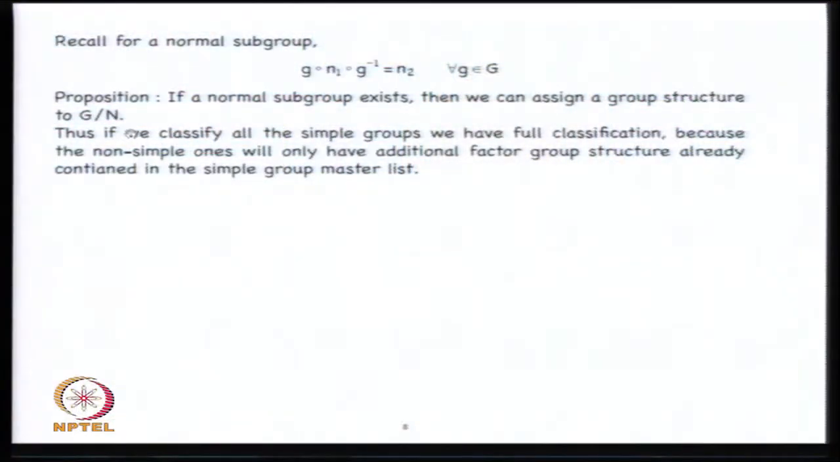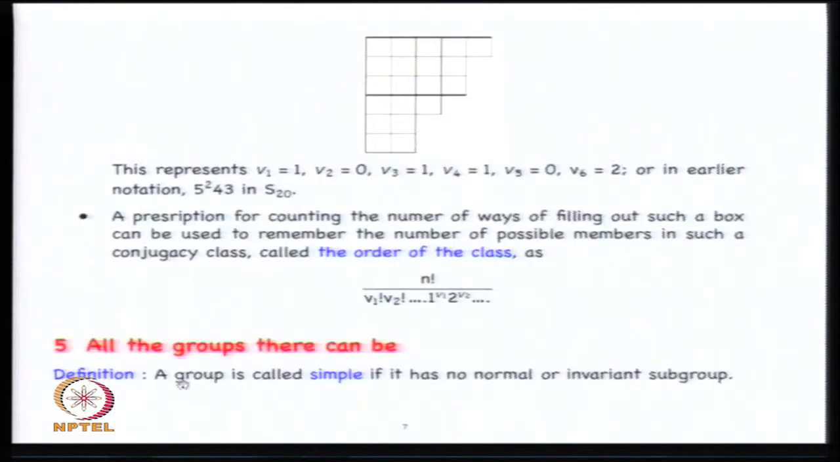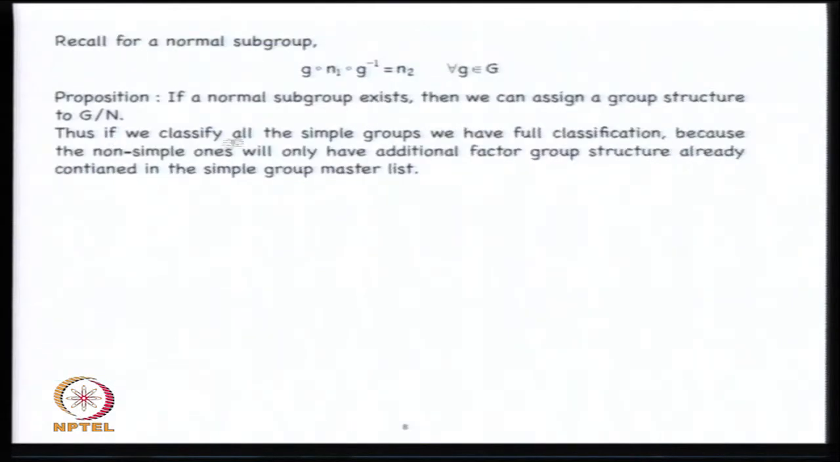If there is a normal subgroup, then essentially we can form these factor groups. Therefore, if you define a simple group as one that has no normal subgroup, then that is a unique kind of group. So if we classify all the simple groups, then we have a full classification, because the non-simple ones will only have additional factor group structure which is already contained in some previous simple group. So the problem of understanding all the groups boils down to understanding only the ones that are simple, that don't have a normal subgroup. If they have, then anyway you have a description for that.